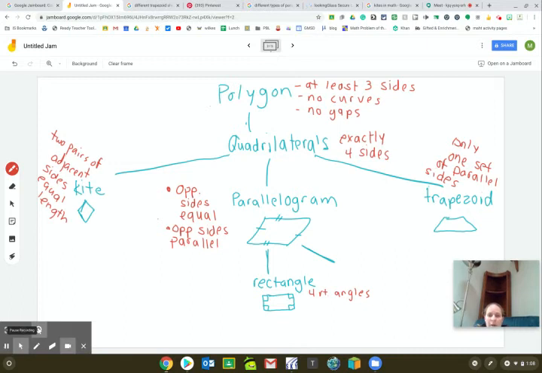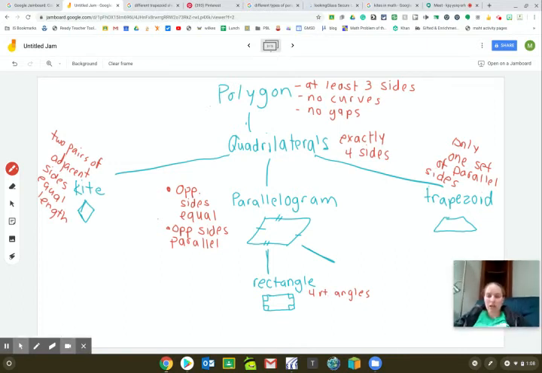The first special type of parallelogram we're going to talk about is a rectangle. So a rectangle is a parallelogram, which means it has opposite sides that are equal and opposite sides that are parallel. But what's special about a rectangle is that all four corners are right angles, so 90-degree angles. So you can say that a rectangle is a parallelogram with four right 90-degree angles.